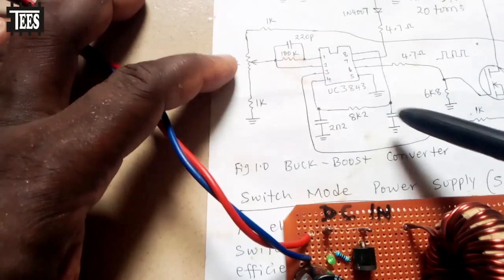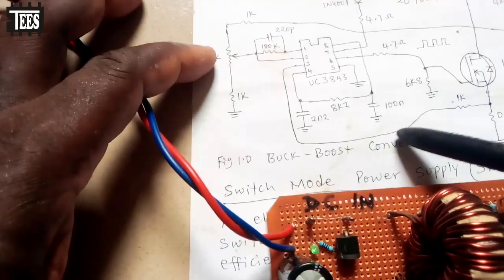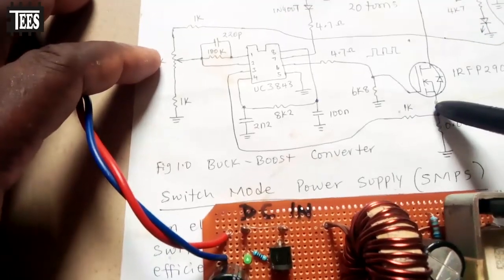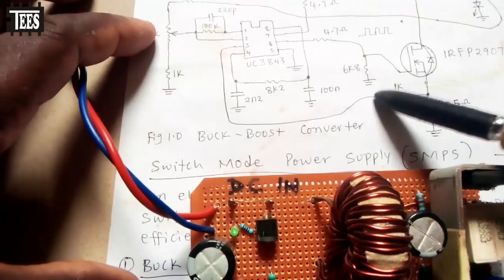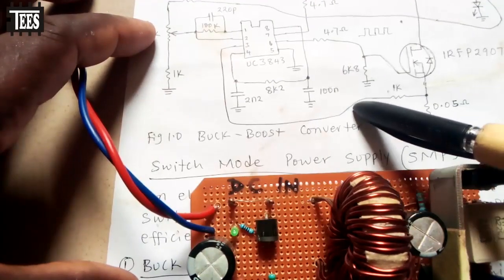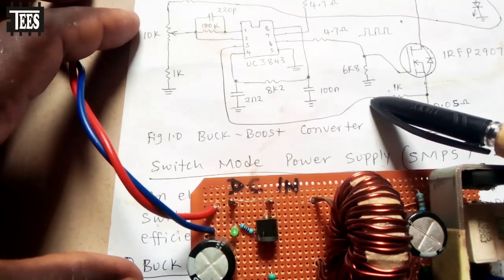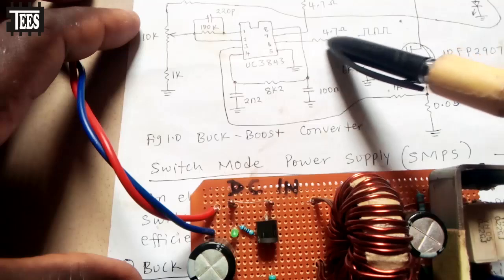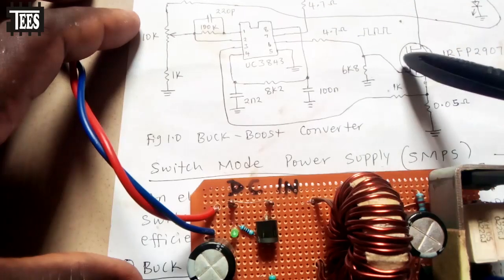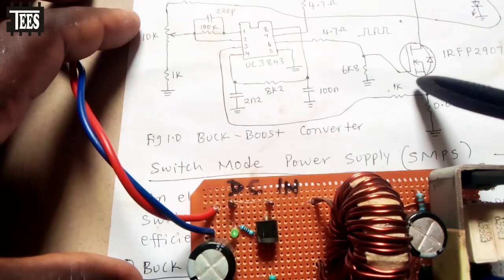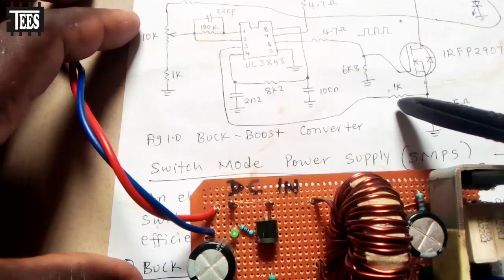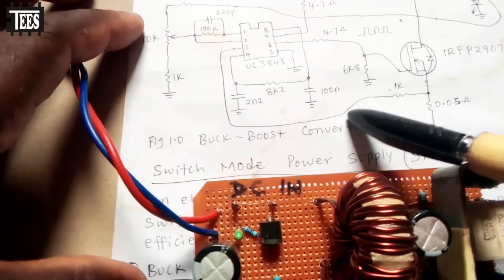The second input is the current input. If the load is overloading, the load is drawing current from it. The IC can sense it from here, so that if the current goes high, in order not to cause damage, the IC can adjust the PWM to reduce the output. So this is the current feedback.